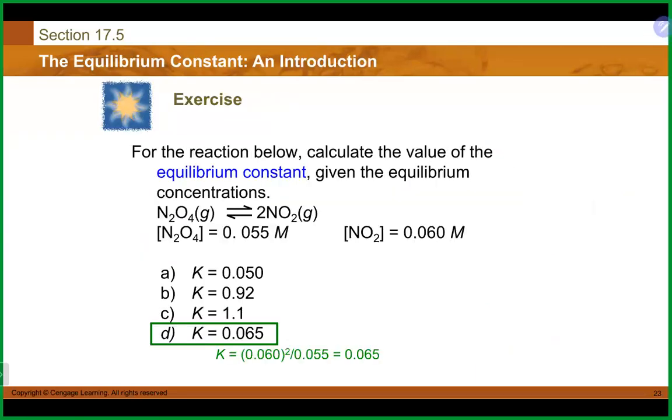All right, so let's take a look at this one. For the reaction below, calculate the value of the equilibrium constant given the equilibrium concentrations. So once again, here we would write our equilibrium expression, which is our product. So this is the concentration of NO2. And again, here we do need to square it because of the coefficient, divided by the concentration of N2O4. Coefficient here again is 1, so we don't have to worry about it. In this case, we are given the equilibrium concentrations. So at that point, all we would have to do is plug them in.